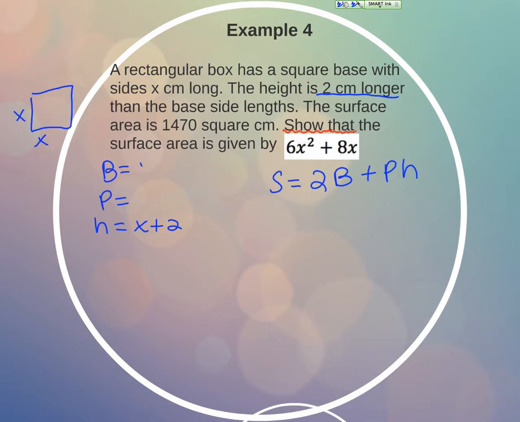I'm hoping you guys are just falling asleep. So that's x squared. What about the perimeter around this square? So they're all x's. So x plus x plus x plus x. That's going to be 4x. So the translating might be a little bit different on this one, but it's still possible.